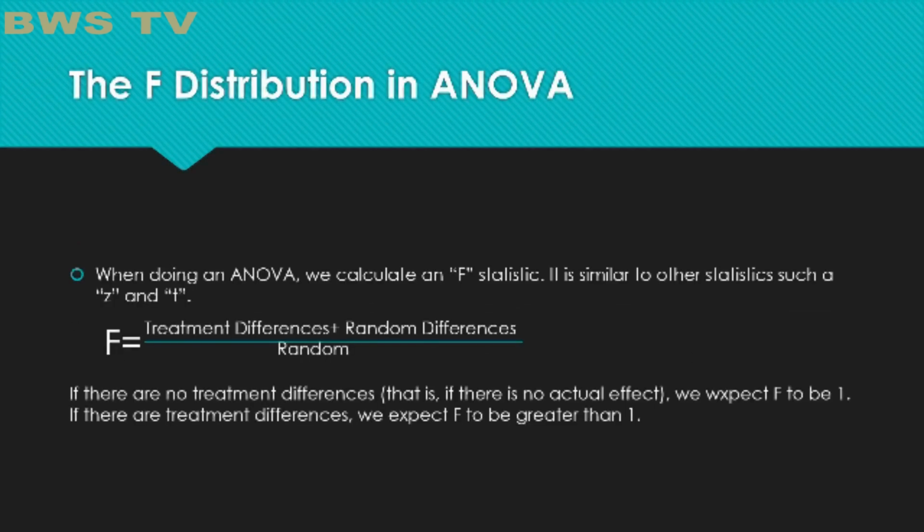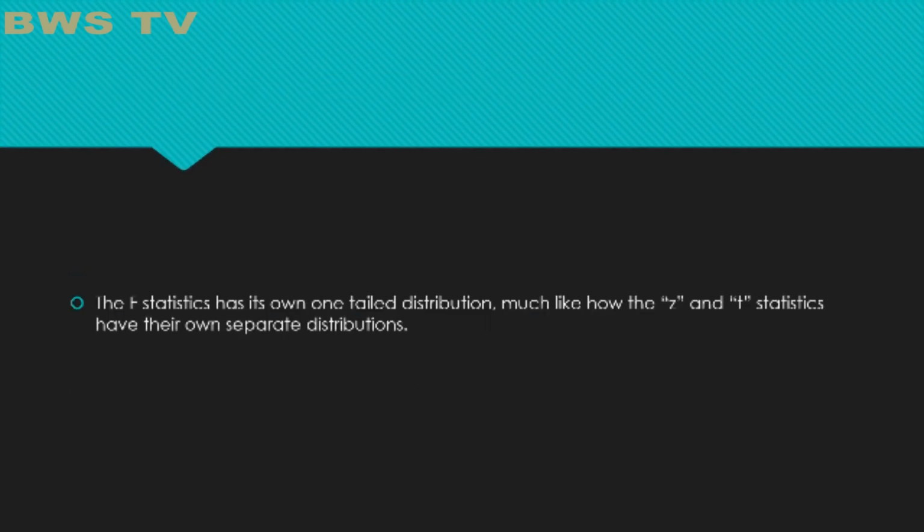The F distribution in ANOVA. When doing an ANOVA, we calculate an F statistic. It is similar to other statistics such as Z and T. F equals treatment differences plus random differences, over random differences. If there are no treatment differences, that is, if there is no actual effect, we expect F to be 1. If there are treatment differences, we expect F to be greater than 1. The F statistic has its own one-tailed distribution, much like how the Z and T statistics have their own separate distributions.